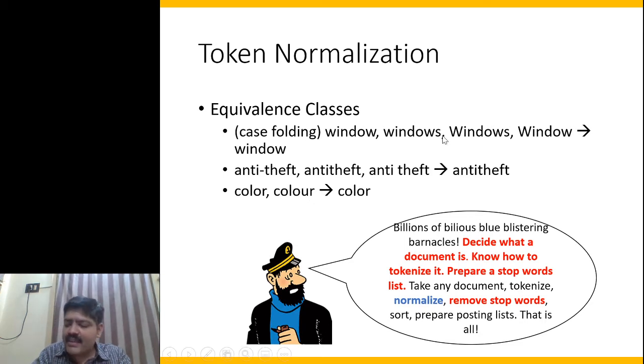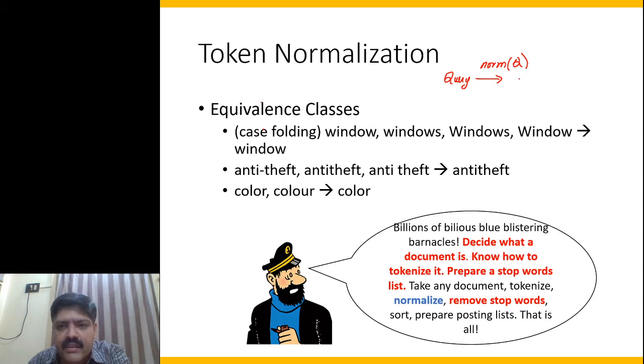So here what we are saying is that if I have a query, what I would do is normalize the query terms. So let's say I get a normalized form of my query. Now I can match the normalized form of the query with my index.